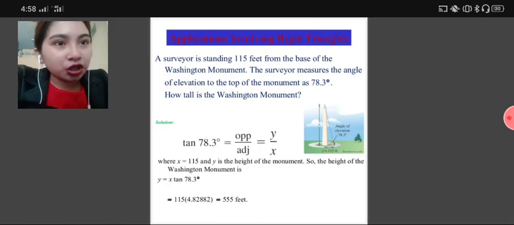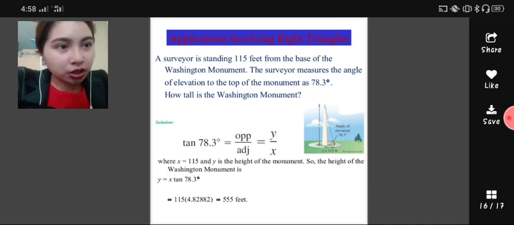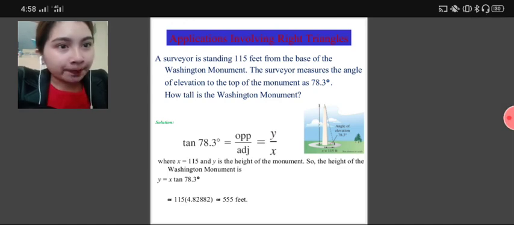Okay, application involving right triangles. A surveyor standing 115 feet from the base of the Washington Monument measures the angle of elevation to the top of the monument as 78 and 1/3 degrees. How tall is the Washington Monument?